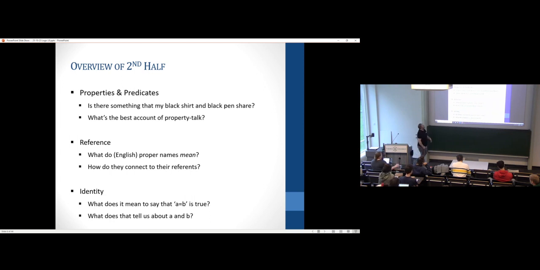Then the fifth topic we're going to do is about reference. How is it that proper names work? How is it that the name Nathan connects to this object? Is it via just a label, or is it some kind of hidden descriptor?